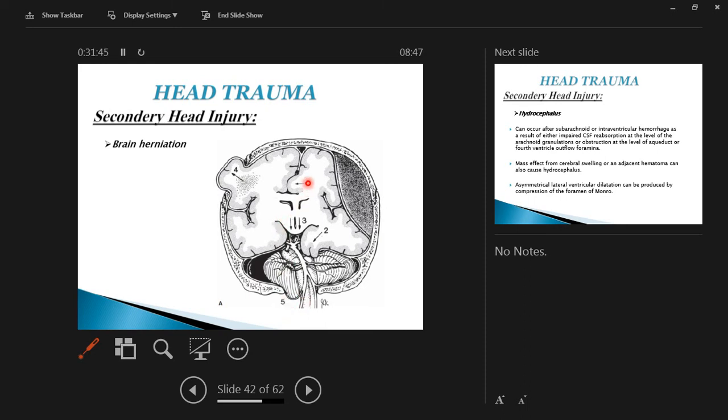The subfalcine herniation is surely the most common and results in herniation of the cingulate gyrus below the falx cerebri to the opposite side. And usually, the anterior cerebral arteries are displaced to one side. They are trapped against the falx cerebri and may lead to ischemia at the tributaries of this artery.